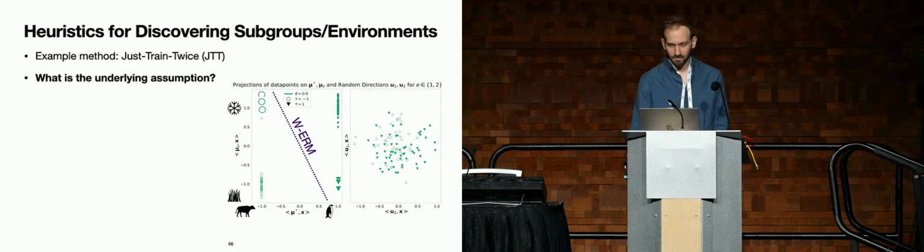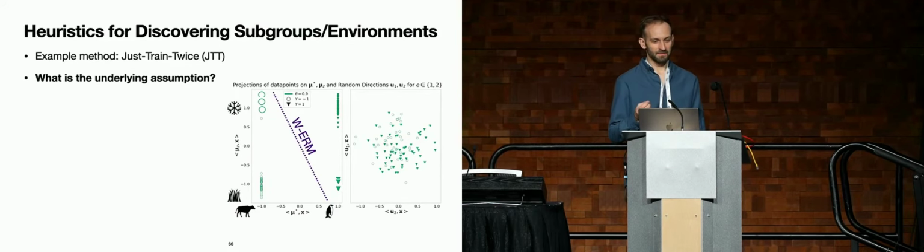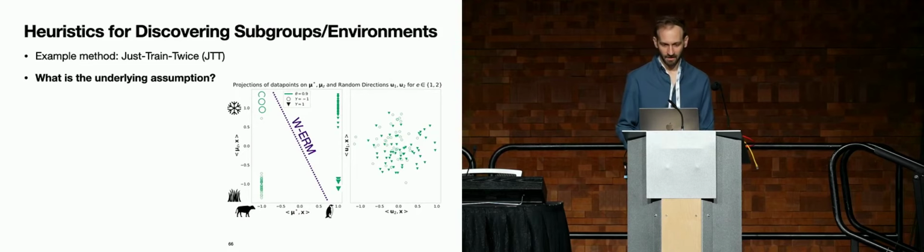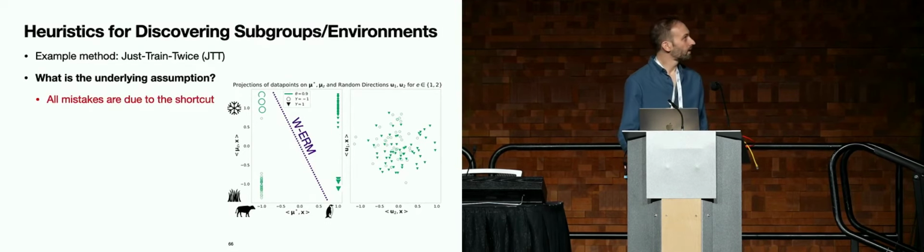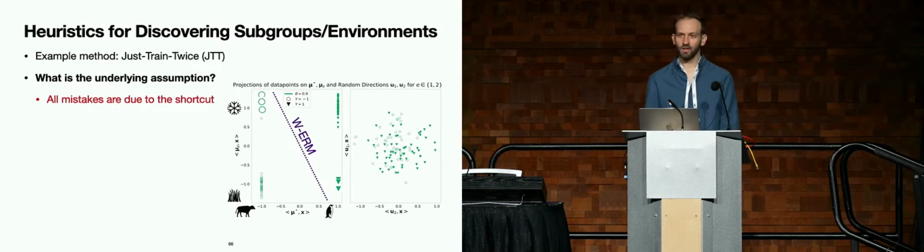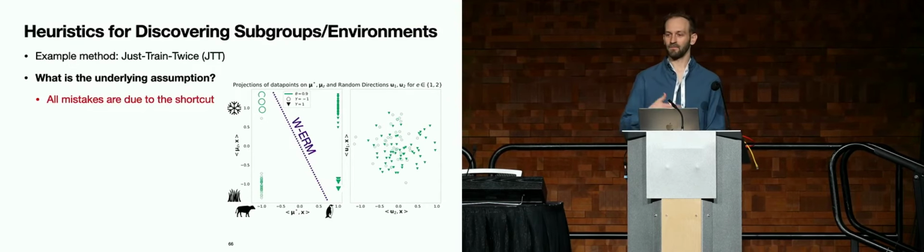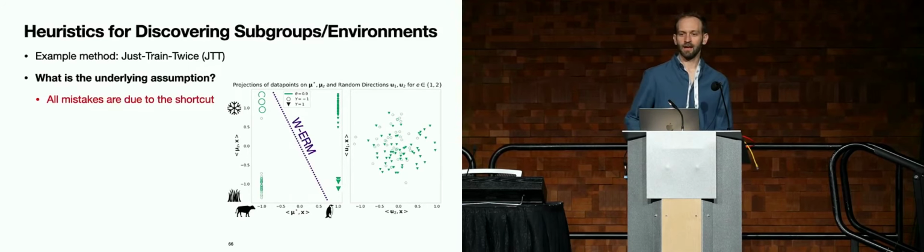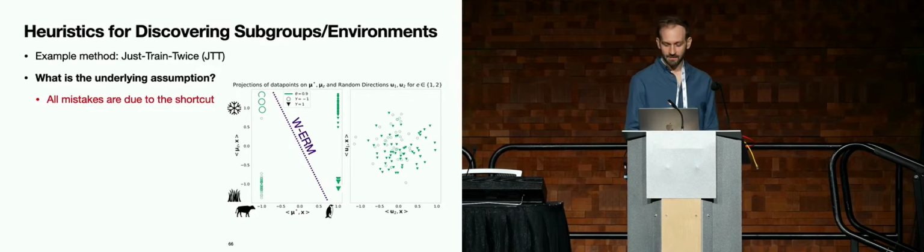The thing that I think is very crucial to notice here is that we didn't talk about what the underlying assumptions are. Where do you obtain this data from? And the underlying assumption here is quite complex. We assumed that pretty much all of the mistakes that something like JTT, or just train twice, found in the first phase are due to reliance on the shortcut. And that's a pretty hard assumption.